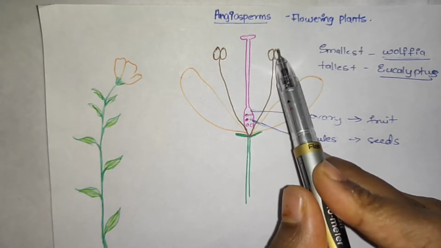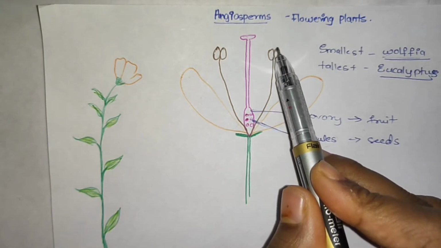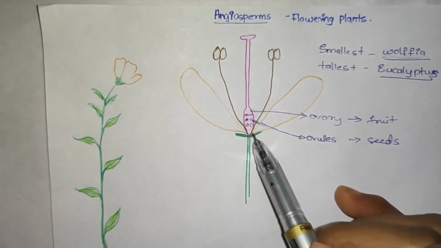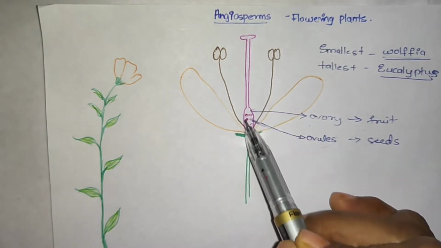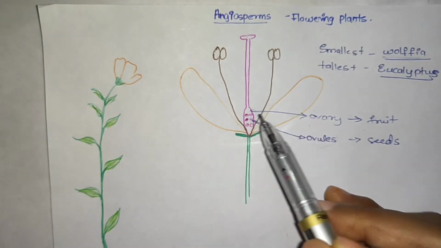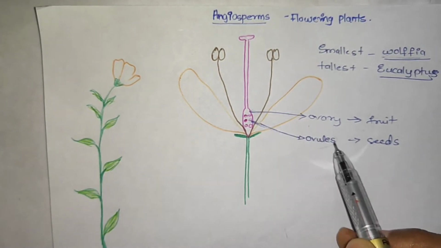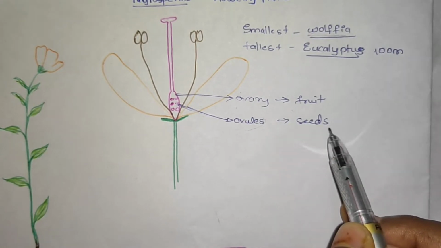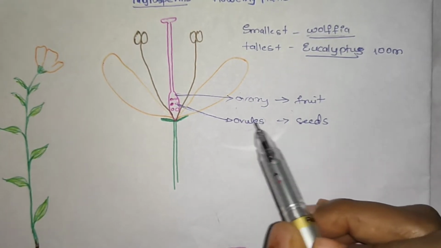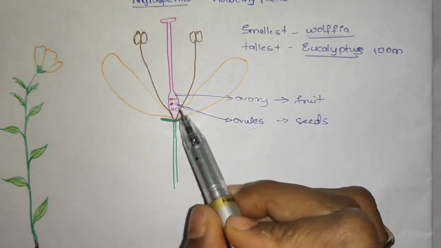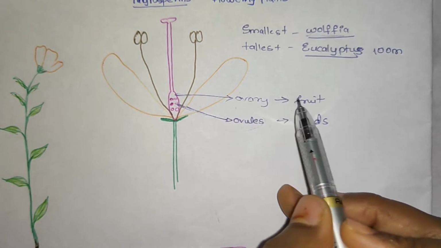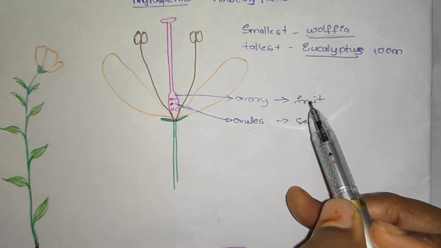The male reproductive structure is known as androecium or stamen, which releases pollen grains, and the female reproductive structure is the pistil or gynoecium, in which we find ovules. After fertilization, ovules develop into seeds, which are enclosed by the ovary. After fertilization, the ovary forms the fruit.